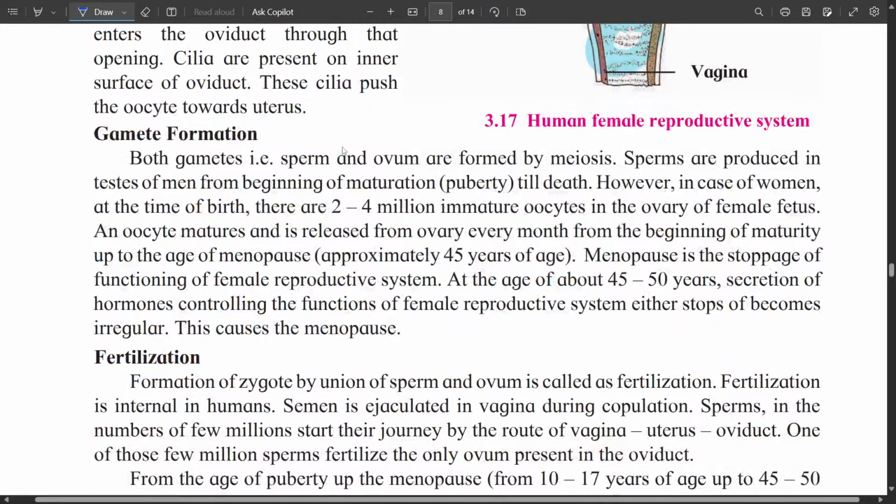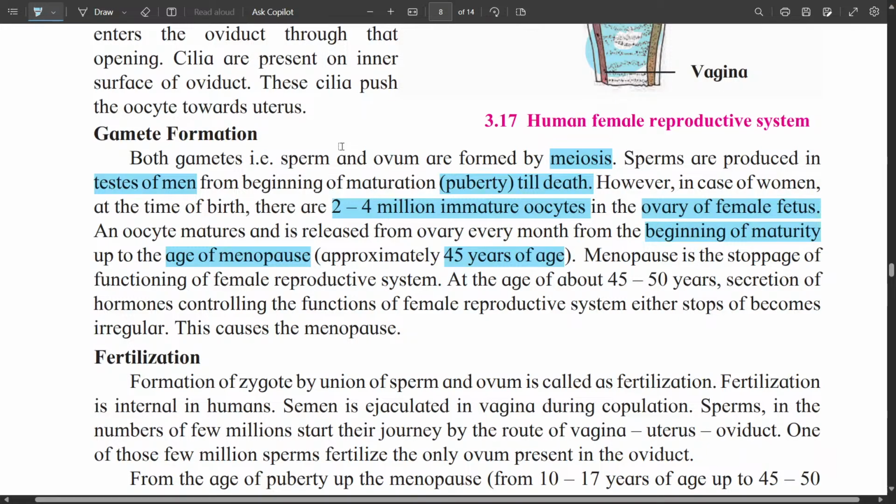Then gamete formation. Both gametes, that is sperm and ovum, are formed by the process of meiosis. Sperms are produced in the testes of man from the beginning of maturation, that is puberty, till death. However, in case of women, at the time of birth, 2 to 4 million immature oocytes are present in the ovary of the female fetus. An oocyte matures and is released from the ovary every month from the beginning of maturity till the age of menopause, which is approximately 45 years of age.